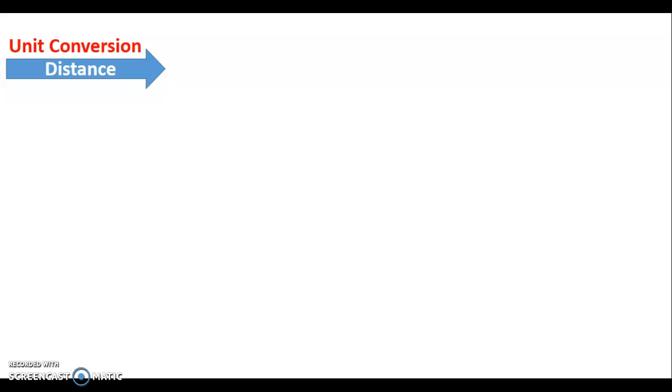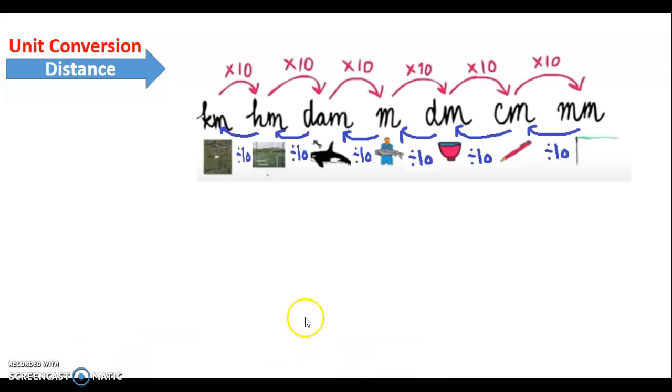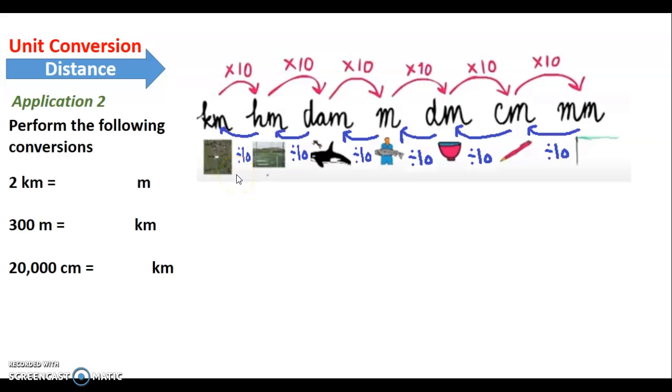Unit conversion. For distance, from kilometer to hectometer, decameter, meter, decimeter, centimeter, millimeter, the forward step is multiplication by 10 and the backward step is dividing by 10. Application: perform the following conversions.